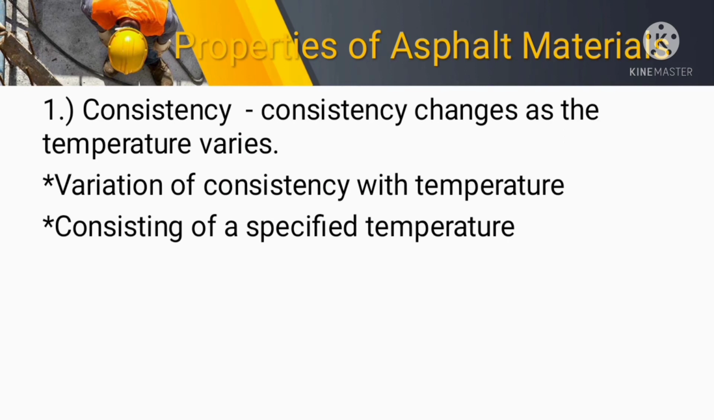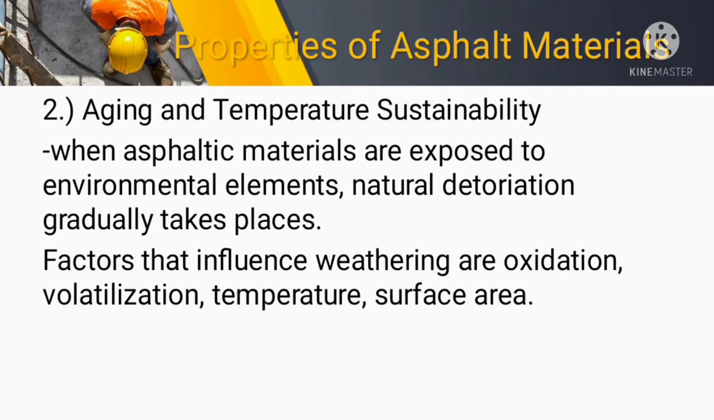Now let's talk about the properties of asphalt materials. Number one is consistency. The consistency of any asphalt material changes as the temperature varies. Consistency has two types, which are the variation of consistency with temperature and consistency at a specified temperature. The next one is aging and temperature susceptibility. When asphaltic materials are exposed to environmental elements, natural deterioration gradually takes place, and the materials eventually lose their plasticity and become brittle. This is known as weathering. The factors that influence weathering are oxidation, volatilization, temperature, and surface area.